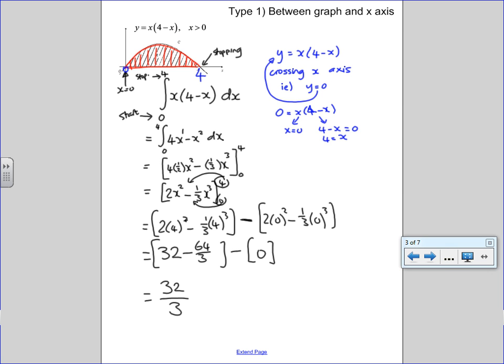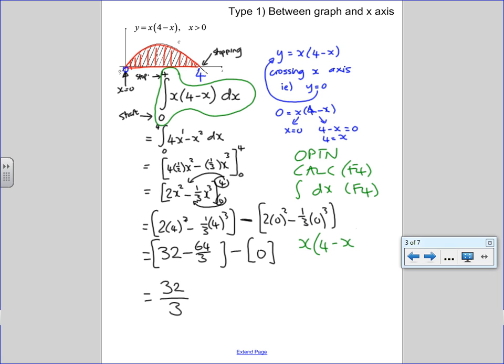32 over 3. Okay, well let's check it, because there are too many numbers involved here. So we're going to go to the calculator, and the line that we are using with the calculator could be this, before we've even expanded it out. So we can go to option, just to remind you how to do it, option, calc, which is F4, and then integral dx, which is again F4, and then you put in the function, which in this case is x bracket 4 minus x, and then you put comma, bottom limit, comma, top limit, and then exe. And then hopefully we'll get 32 over 3.